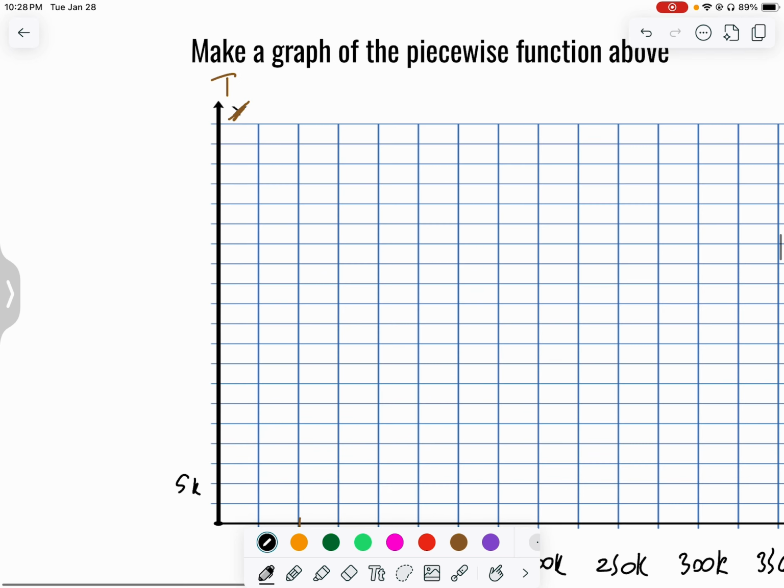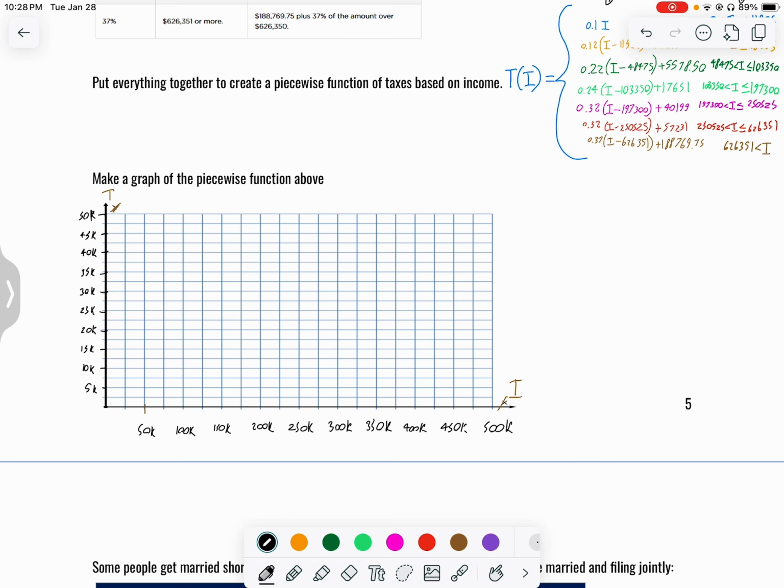So every 2 squares will be 5,000. That's 5K right there. This one is 10K. This one is 15K, 20K, 25K, 30K, 35K, 40K, 45K, and 50K. Notice taxes are going to not get to the maximum. And that's okay, just based on the size of the graph.